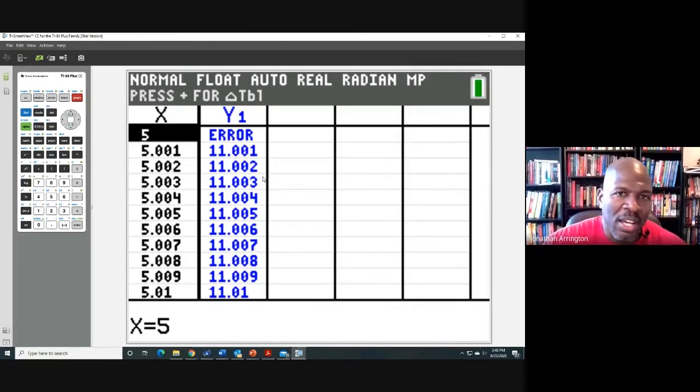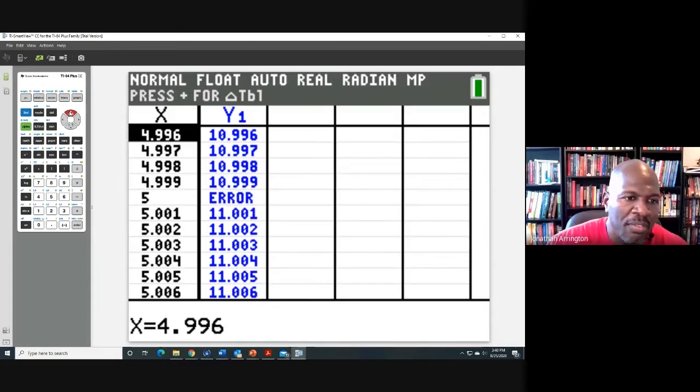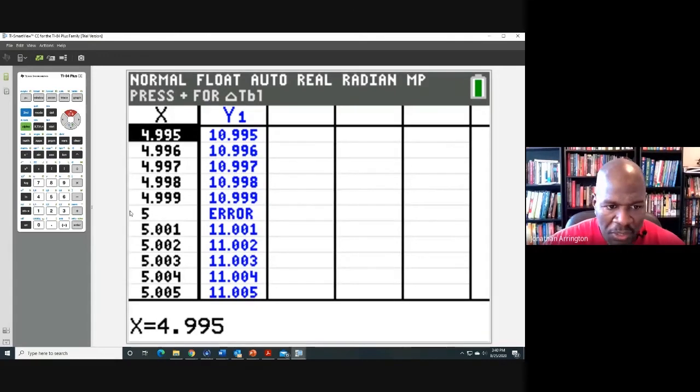So to get the value that f of x gets arbitrarily close to as x approaches c from the left and from the right, I like to put the number that x is going to in the middle. So I'm going to put 5 in the middle here. There's 5 in the middle, it has an error, big deal.